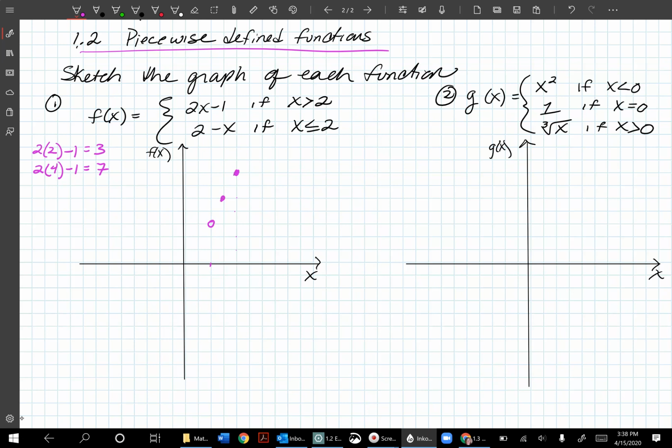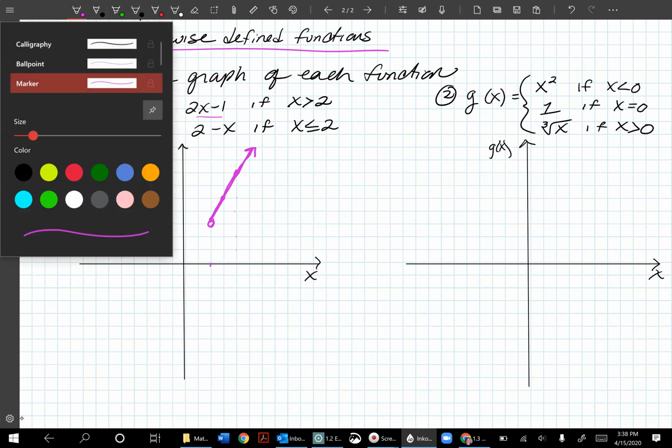I don't have the laser pointer on this one. So this would be the piece that's defined by 2x minus 1 for that specific domain. I'm not going to write anything further down here because it has a different rule. So now I'm going to use the other piece. Let me see if I can pick up a different color here. I have to use a different tab or app to get my grid going. So I'm going to pick blue.